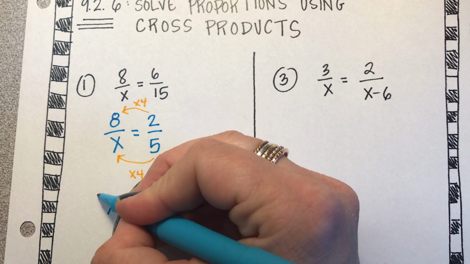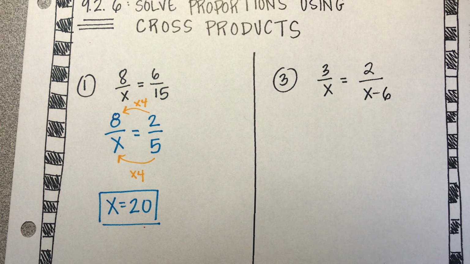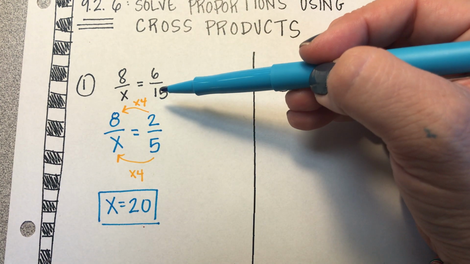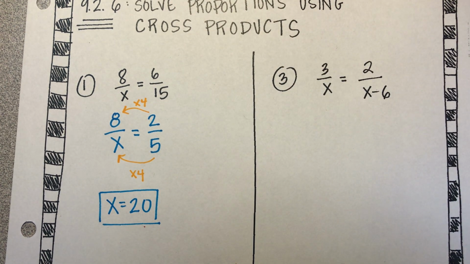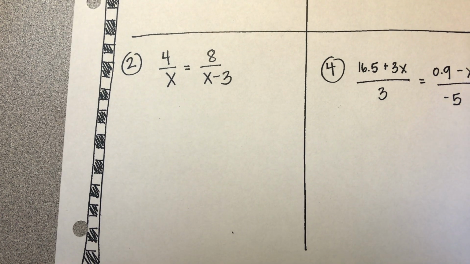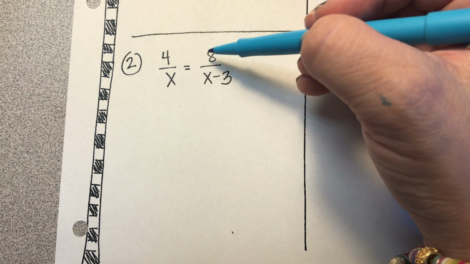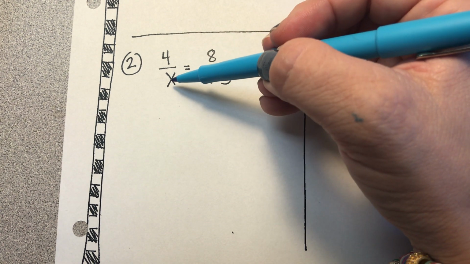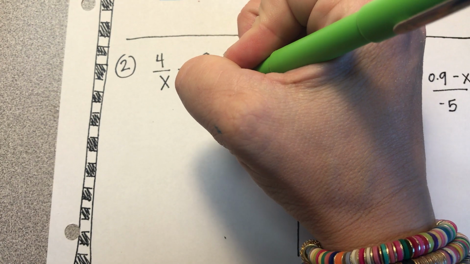Even though this is a lesson on cross products, and cross products will work every time, they're fantastic, I just want to make sure that before you do cross products, see if you can simplify your fraction first, because sometimes you can do that and avoid cross products altogether. But let's talk about when you can't avoid cross products, like number 2. Obviously 4 times 2 is 8, but what's happening down here? I have variables. So I'm going to set up cross products.